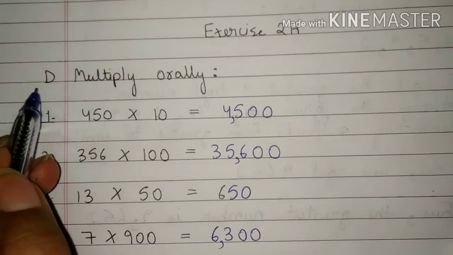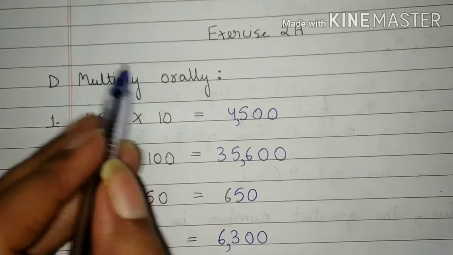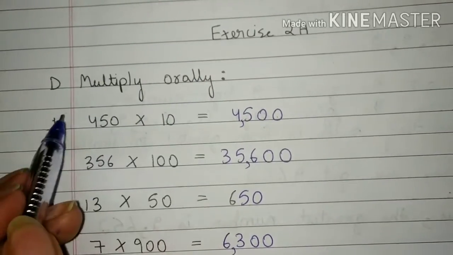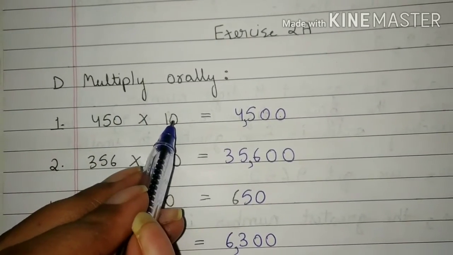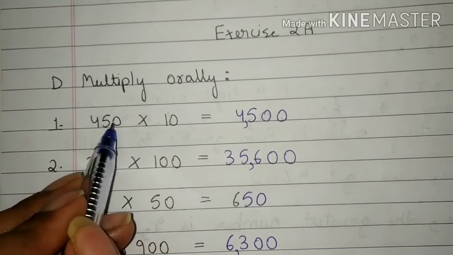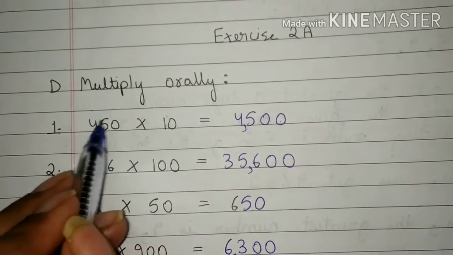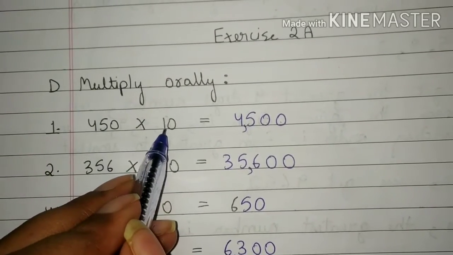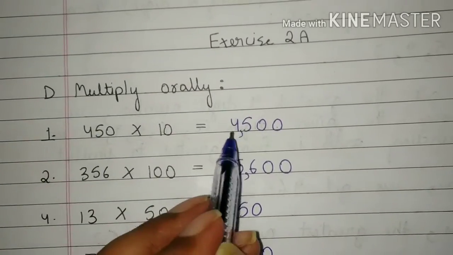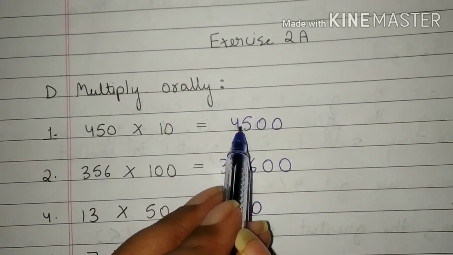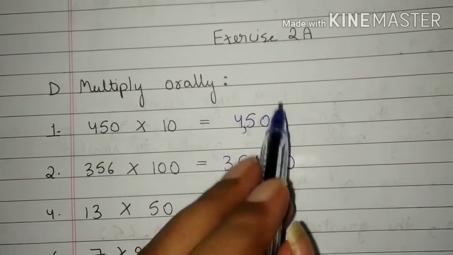Students, here's question D. Multiply orally. Students, in this question, we have to multiply orally. First question, 450 into 10. Students, first we will multiply 450 by 1. So, 450 multiplied by 1 will give same number, that is 450. So, we will write 450 here. Students, here 0 is written. So we will write 0 here also.